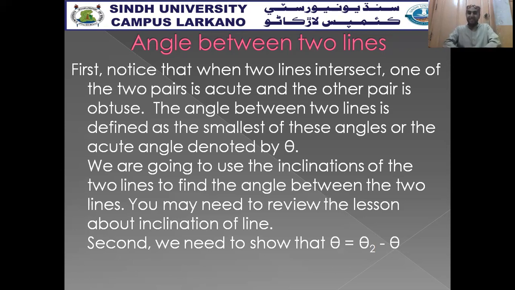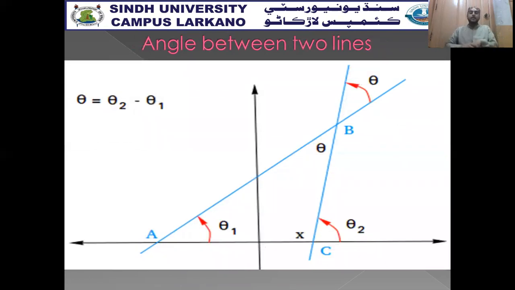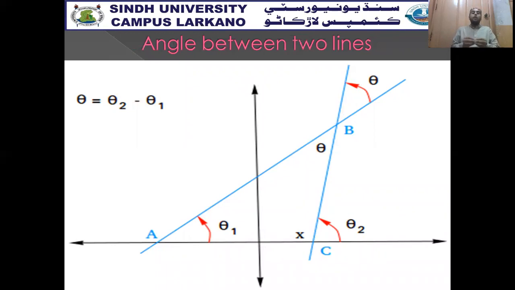Let's see what this is. This is the figure of theta equals theta 2 minus theta 1. You can see in this figure theta 1 is in the direction of line A and theta in the direction of B, and theta 2 in the direction of C and theta on the X direction. What we see here, you can get it.